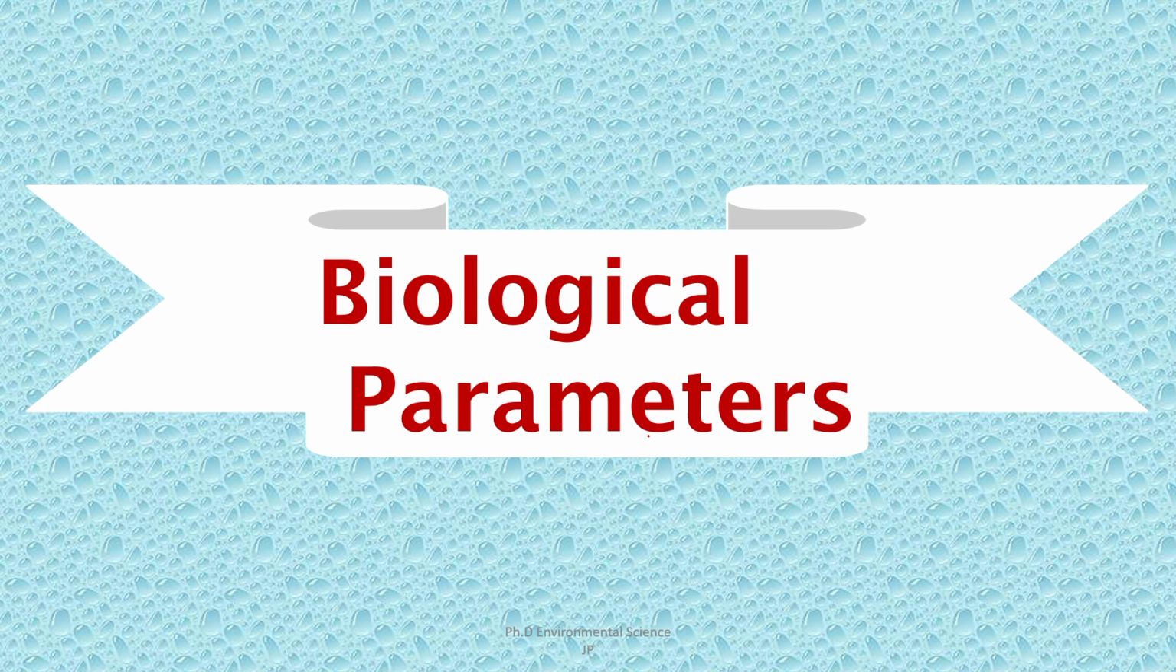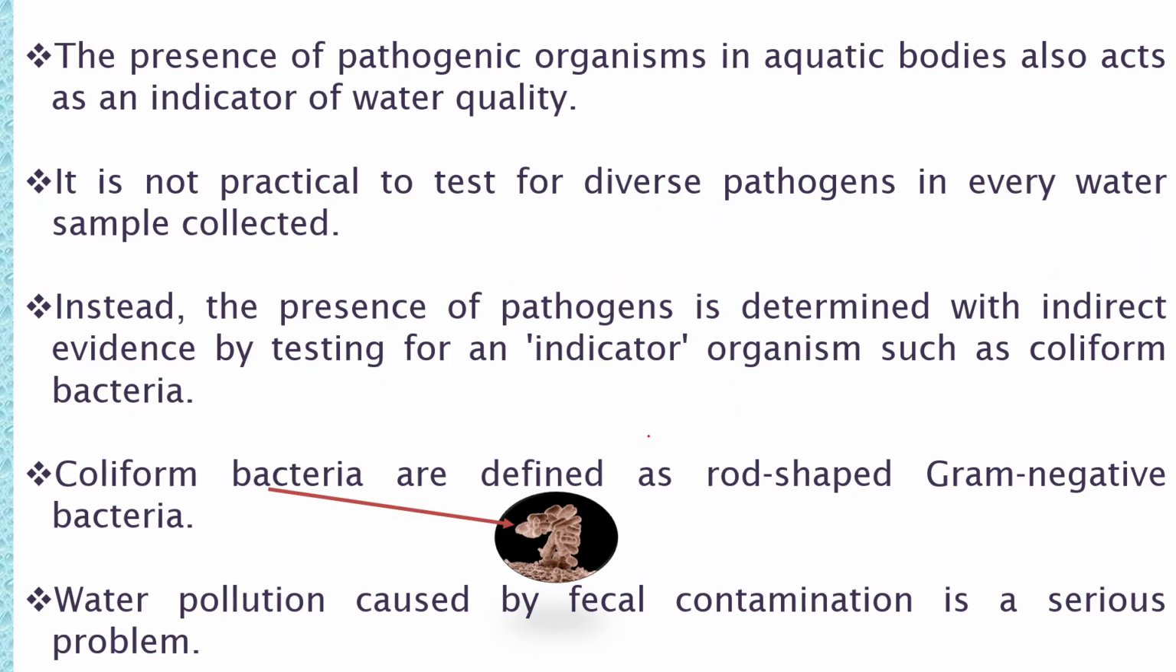Biological parameters. The presence of pathogenic organisms in water bodies indicates the level of contamination and overall water quality. Pathogens can cause diseases, making their presence a critical factor in assessing water safety.